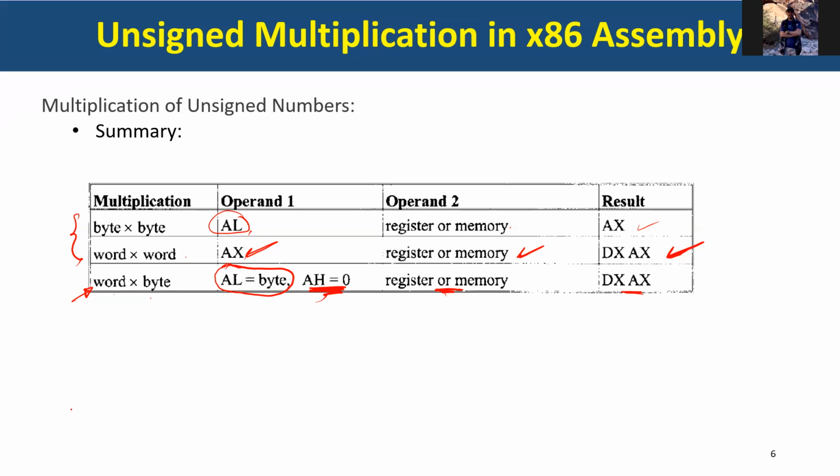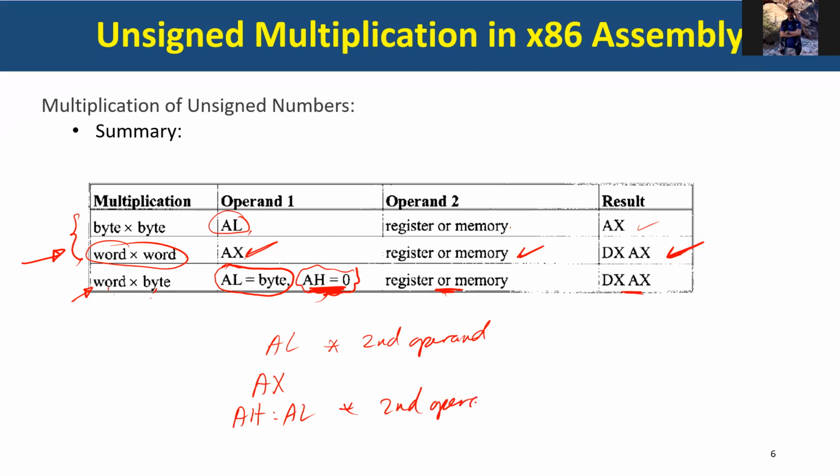Okay. One final note here: if you have a word by byte multiplication and you didn't clear AH, then the processor might think you wanna multiply 2 words together. A word is the second type here. So instead of multiplying AL by the second operand, it will multiply AX, which is AH, AL together, by the second operand. That's why AH must be cleared or set to 0. Because if you didn't set it to 0, its value will be included in the operation, and that will be a logical error, of course. Good.